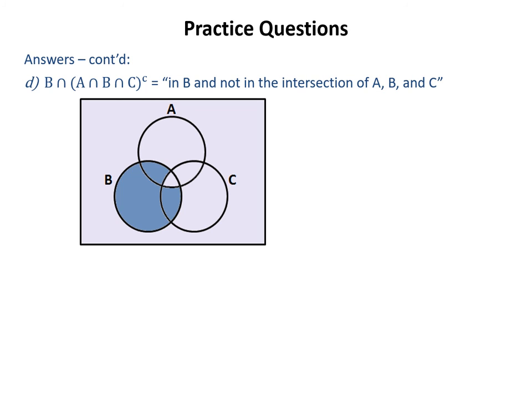Because if we start with the entirety of B and say we must be in B, that gives us the entire circle for B. However, we must also not be in the intersection of A, B, and C, which is that small region in the middle. So the final answer, the shaded area, becomes all of B with that middle triple intersection area taken away.